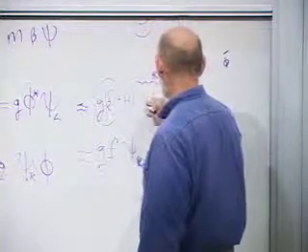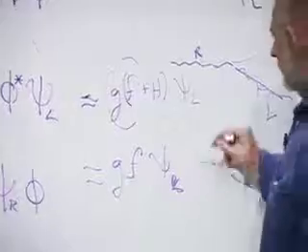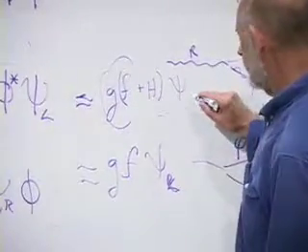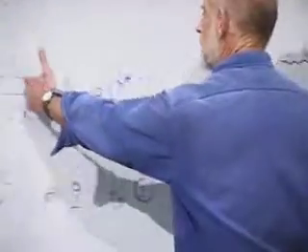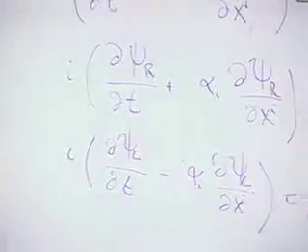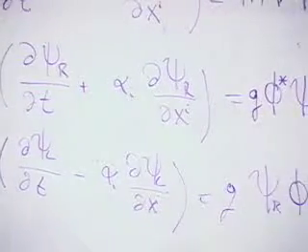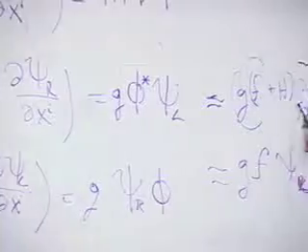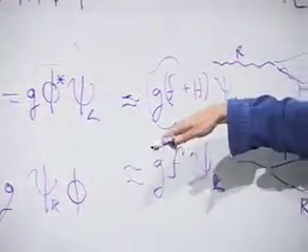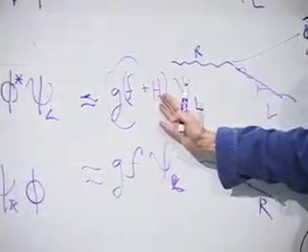times psi left. What is this telling us? This is right, I think. Yeah, left. This is telling us that a process can happen where a right-handed fermion can turn into a left-handed fermion and a Higgs particle, a real process. A right-handed particle can become a left-handed particle and a Higgs particle.